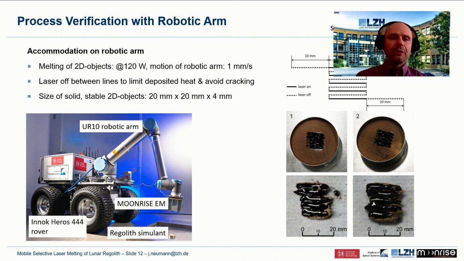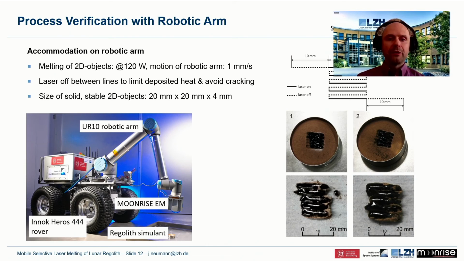After having the process verified under lunar gravity, we also tested the engineering model on a robotic arm to create larger objects. This could only be done under atmospheric conditions. There we put the engineering model on this robotic arm. We moved it at 1 millimeter per second at a laser power of 120 watts.